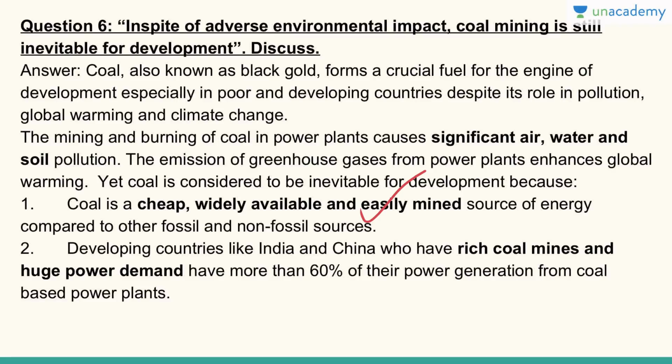Now developing countries, which includes our own country, India and China. See, we have such a huge population. If the total is, let's say, 7.5 billion people right now, then roughly 2.7 billion are Indian or Chinese. So more than one third of the entire world's population is in India and China. So developing countries like India and China have rich coal mines and huge power demand, but they also have more than 60% of their power generation from coal based power plants.